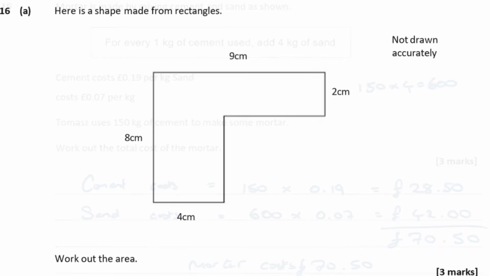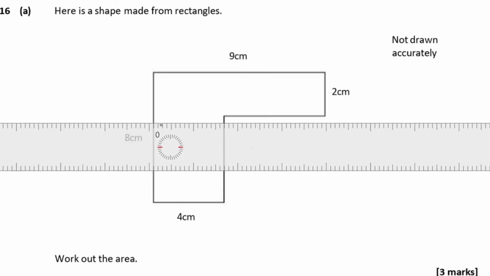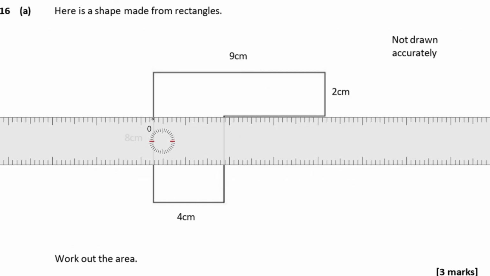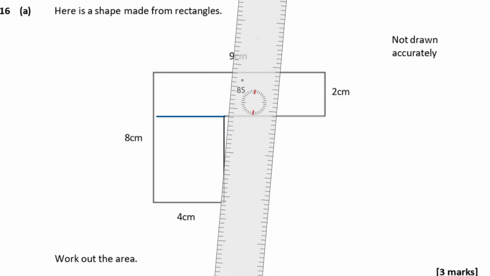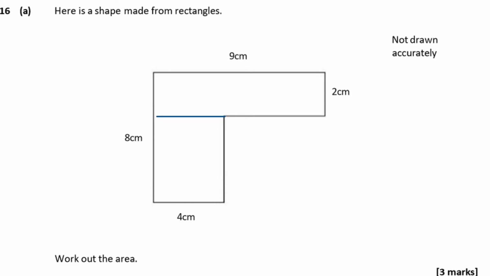Okay. Question 16a. Here is a shape made of rectangles, and we need to work out its area. Area is the space inside the shape, and I've got a compound shape made up of two rectangles pushed together. To work out its area, the first thing I'm going to have to do is divide it up into two separate rectangles. Now, the ruler happened to be that way around, so I've divided it that way. I could have divided it the other way, it wouldn't have made any difference. It would still have come out to be the same answer.